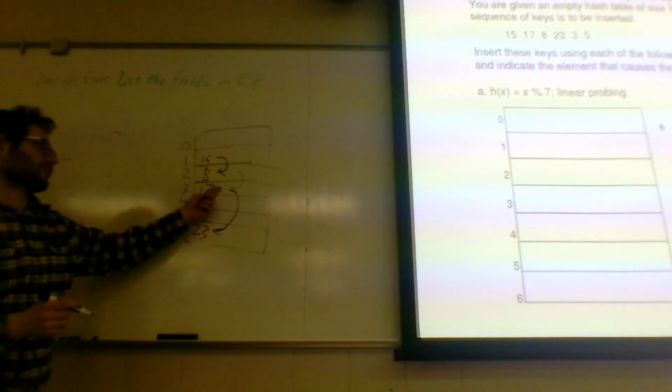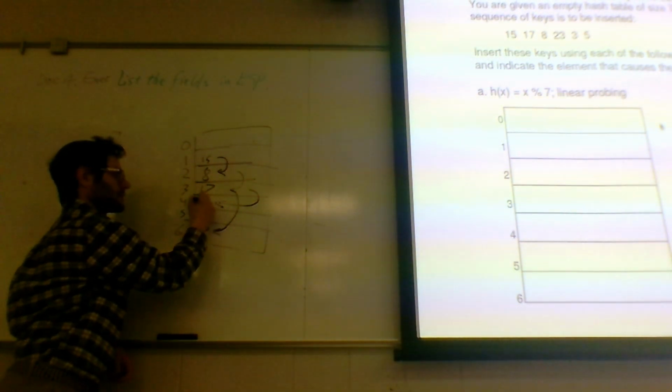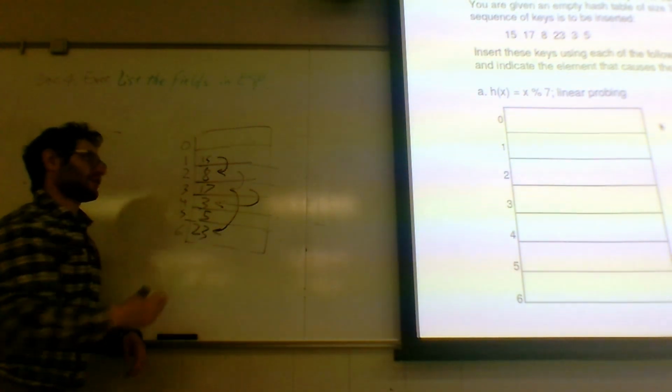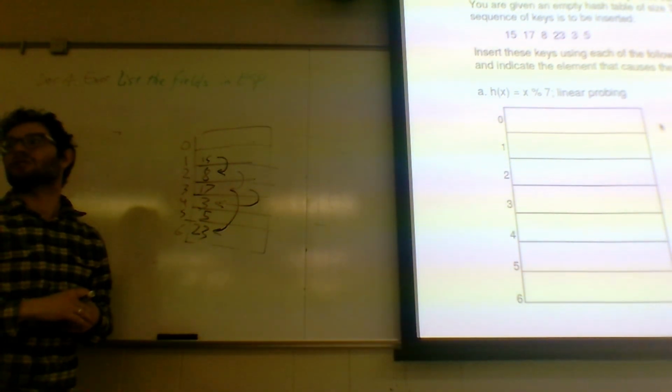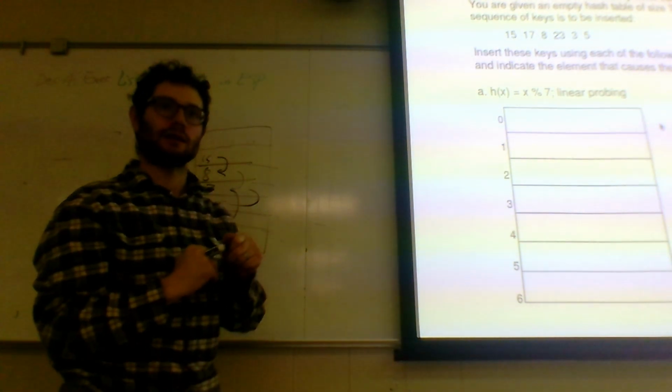Then we try to insert 3. There's a collision. And then we insert 5, and that just goes straight in. So we had many fewer collisions when we did quadratic probing, although the math was a bit more complicated. The last question was on double hashing, which we did not cover.